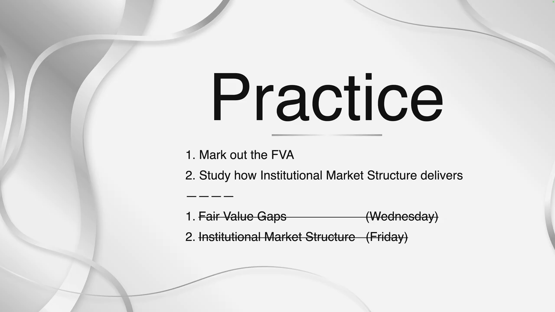Mark out the fair value area. Study how institutional market structure delivers in correlation with that fair value area as well. So will we respect it most likely, or will we sweep it to then continue higher? What are the intermediate term highs and intermediate term lows telling you about that fair value area? This is going to set up very nicely and beautifully for next week's topic, and that is context.